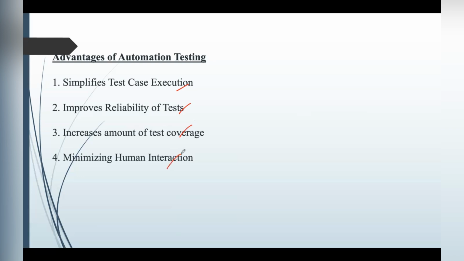Next one is minimizing human interaction. In automation testing, everything is automated from test case creation to execution. So there are no chances for human error to creep in. So this actually reduces the necessity for fixing glitches in the post-release phase. It even saves time and money also. And also it even helps in early detection of defects.